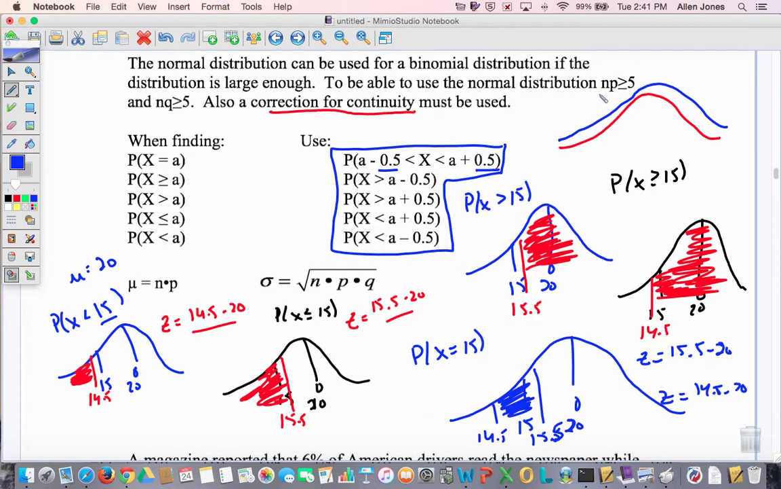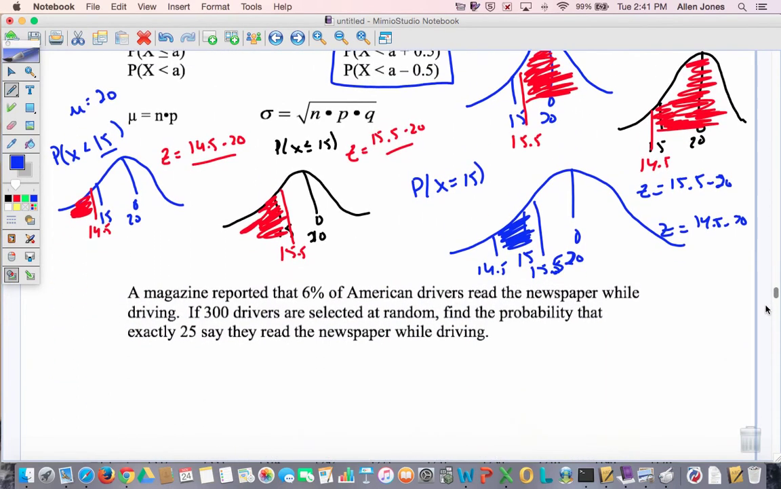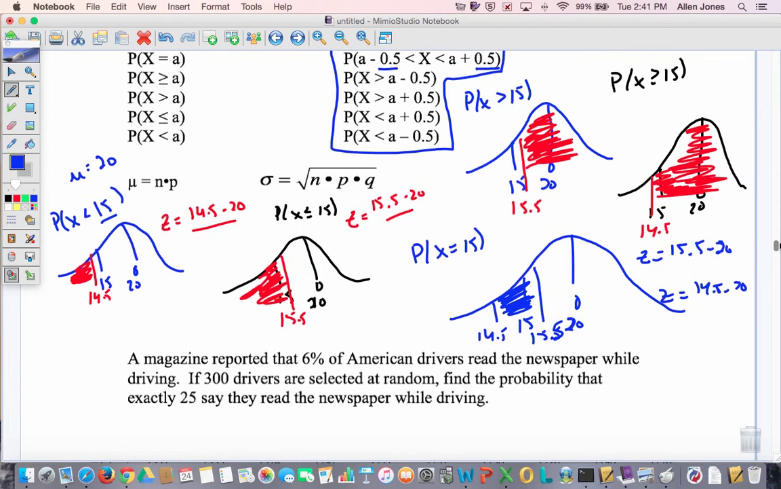Quick little side note, in order for this to happen, we have to have a distribution of a certain size. N times P and N times Q have to be greater than or equal to 5. Not going to be an issue. We introduce this for larger numbers, but it does have to be a certain size in order for this correction for continuity to work and to be able to use a normal distribution curve with a binomial.